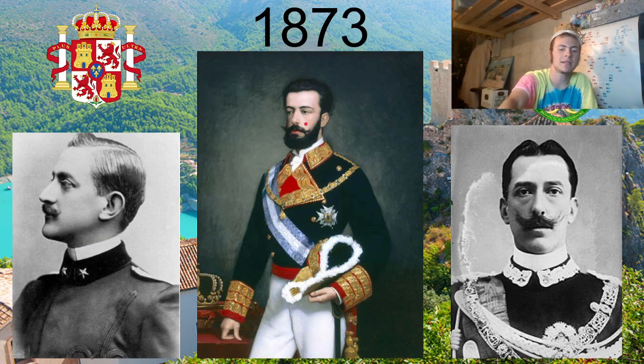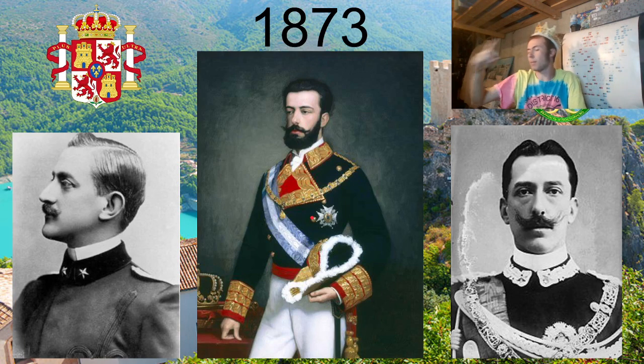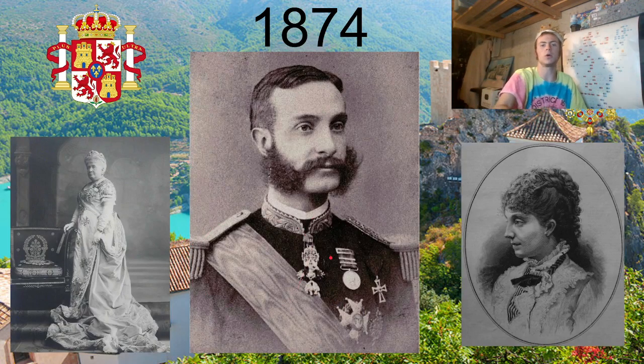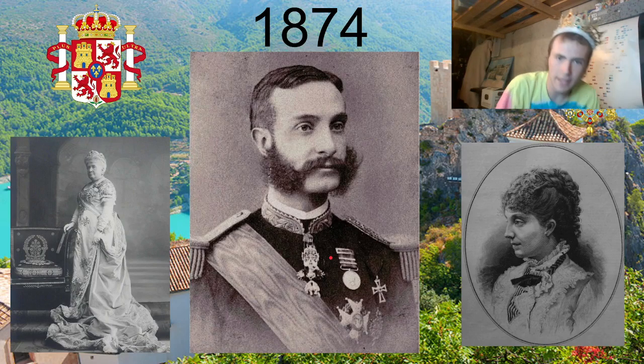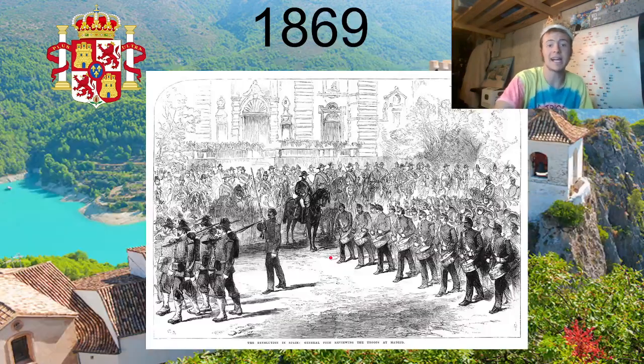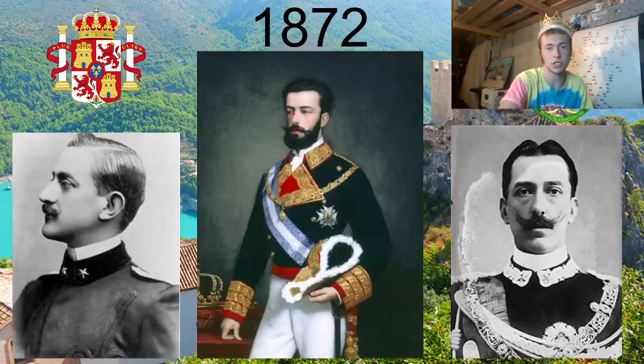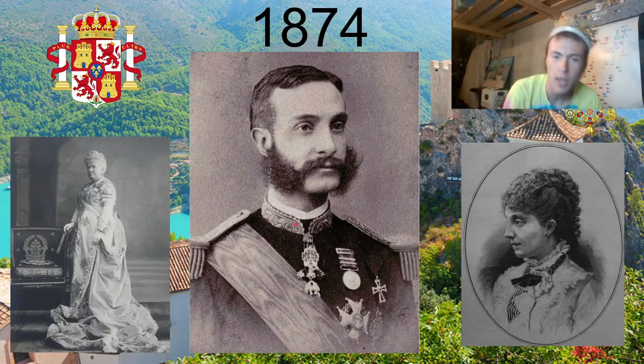1871. He's in there from 1870 to 1873. In 1873, though, the Bourbons end up coming back. Alfonso XII ends up coming back. Now, Isabella II actually lives until 1904, so she lives a long time. But Alfonso becomes King Alfonso XII.